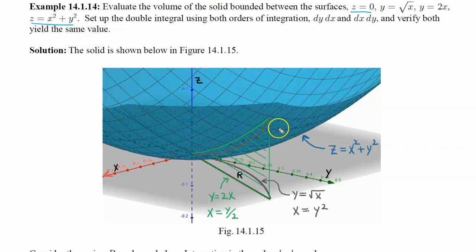Now down here we have a graphic of the volume that we're trying to find. So you see right here, that is the curve y equals 2x. This is the curve y equals the square root of x, so they come up out of the xy plane vertically until they hit the upper surface, z equals x squared plus y squared. So we're trying to find the volume of that shape right there. Okay.